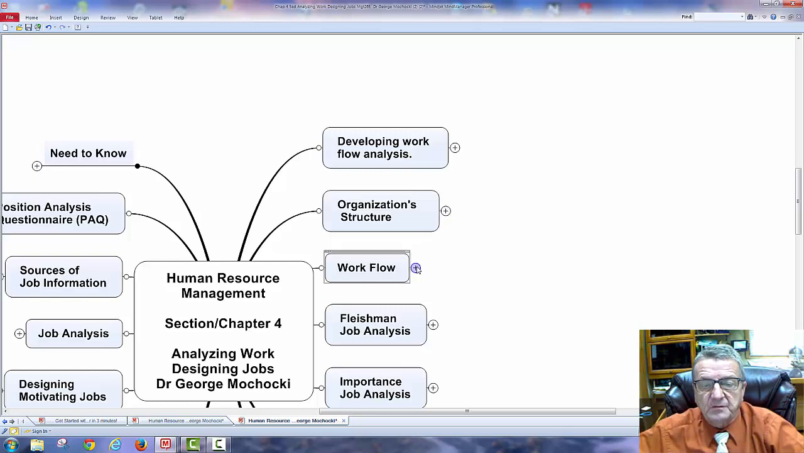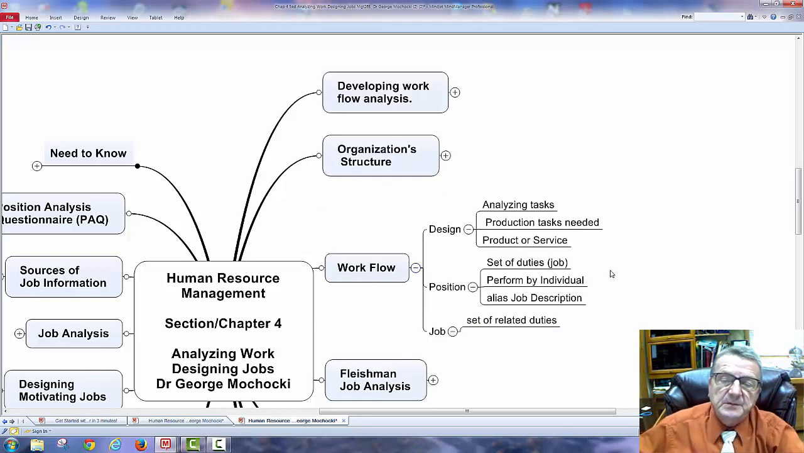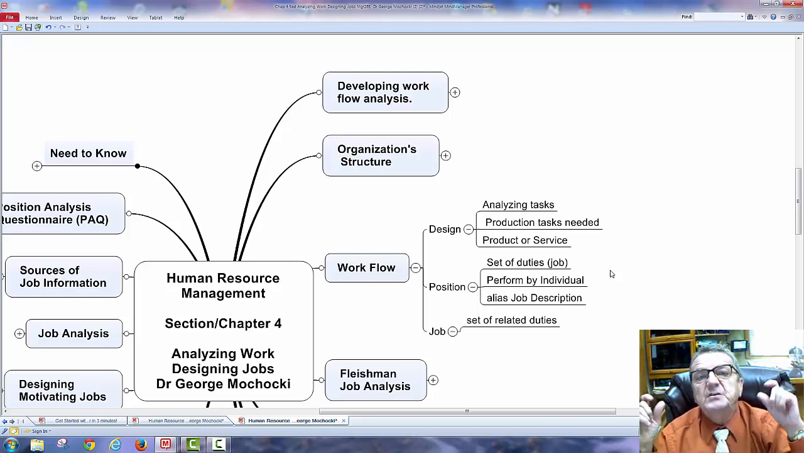Okay, so let's look at workflow. When I'm designing workflow, first of all I'm not thinking of the individuals. I'm designing a process of manufacturing. I worry about the individual later. I have to design the process flow. When a customer calls, what type of individual handles it? It could be computer technology, or it could be a face-to-face individual.